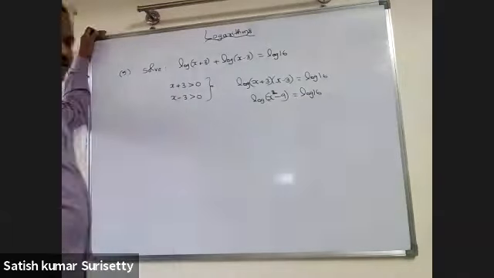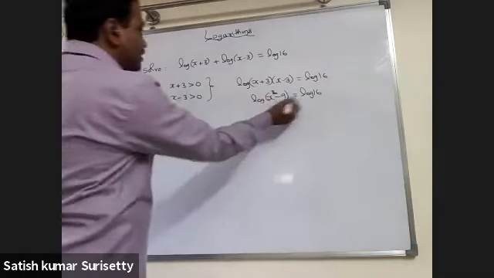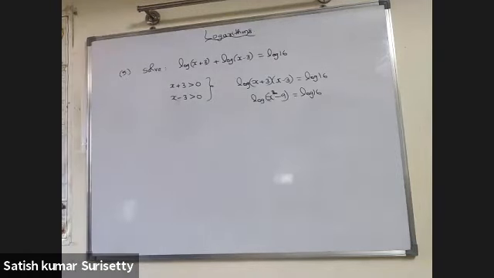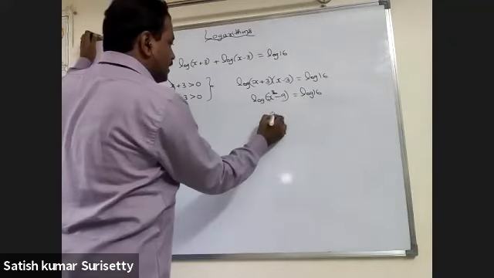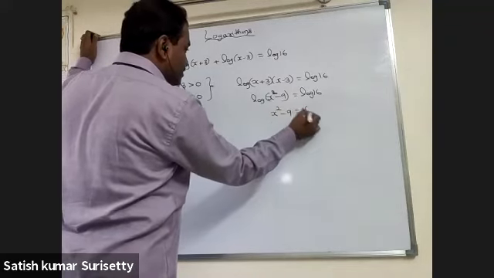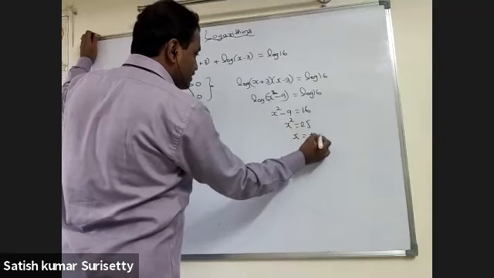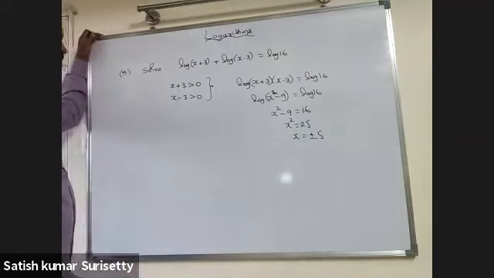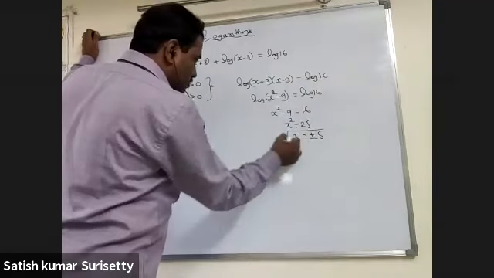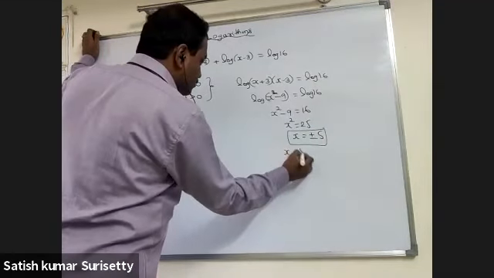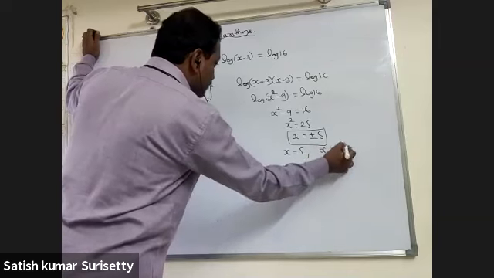Now the base is same. When it is not mentioned, you have to consider the base is same. Remove the log. So x square minus 9 equal to 16. So x square equal to 25. So x equal to plus or minus 5. Now you have to check whether we can take both the solutions or not. So one is x equal to 5, another is x equal to minus 5.